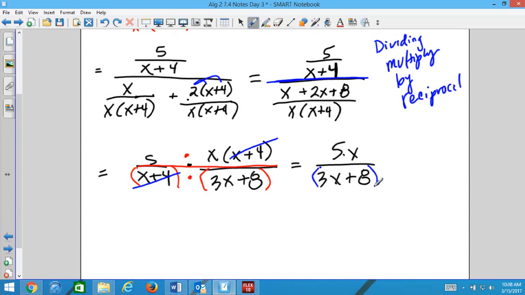So this is like one binomial on the bottom. How do you factor binomials? GCF, or like difference of squares, stuff like that. Is there a GCF? I cannot factor this, therefore I cannot cancel x.